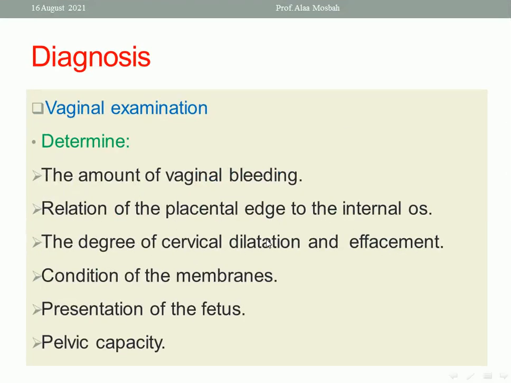When you are doing the double setup in the operative theater and the patient is in labor, you are trying to determine the amount of vaginal bleeding, the relation of the placental edge to the internal os, the degree of cervical dilatation and effacement, the condition of the membranes, intact or ruptured, the presentation of the fetus, and the pelvic capacity.